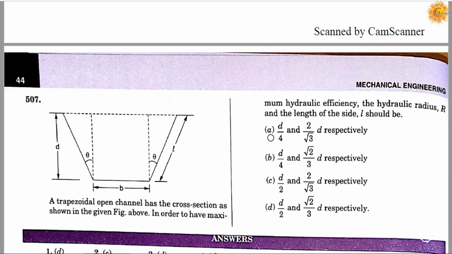Option A is D upon 4 and 2 divided by under root 3 D respectively, and option B is D by 4 and under root 2 divided by 3D respectively. Option C is D by 2 and 2 divided by under root 3 D respectively, and option D is D by 2 and under root 2 divided by 3D respectively. So the correct answer is C, D by 2 and 2 divided by under root 3 D respectively.